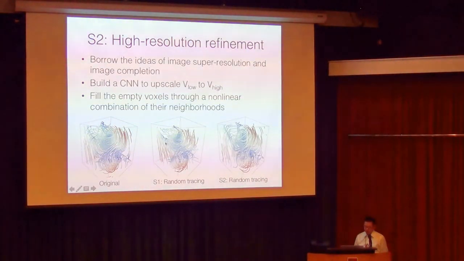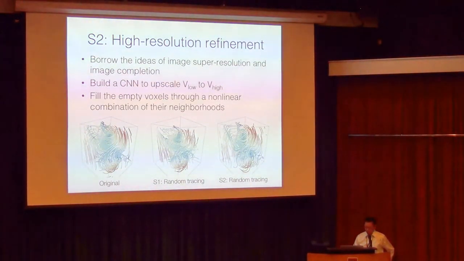In the second stage, we actually go from low resolution to high resolution, with ideas from both image super resolution and image completion. We use a convolutional neural network to upscale the vector field. The goal is to fill the empty voxels through a nonlinear combination of their neighborhood.